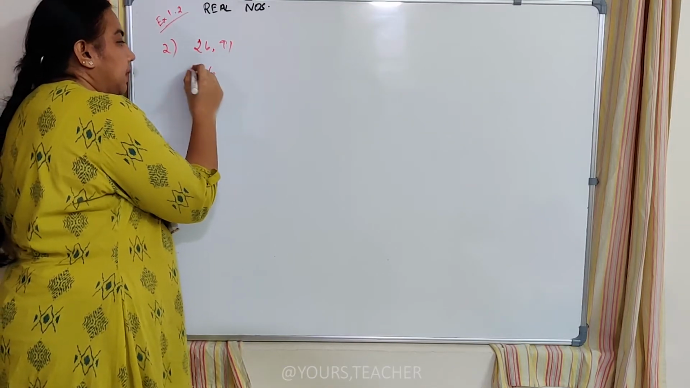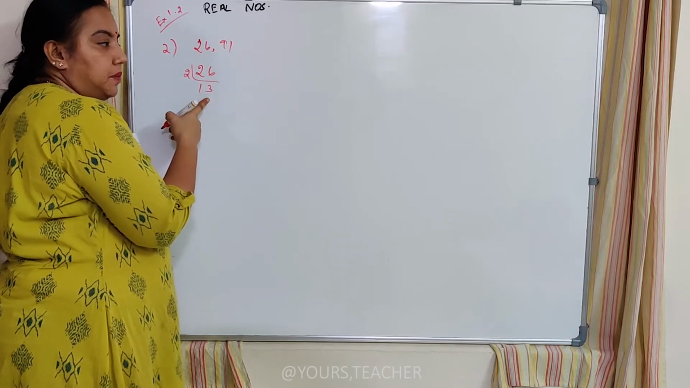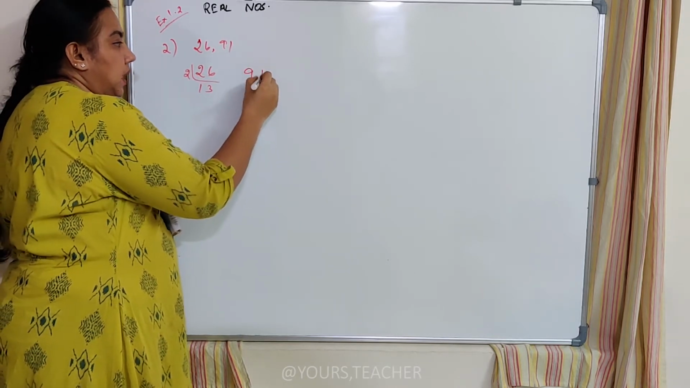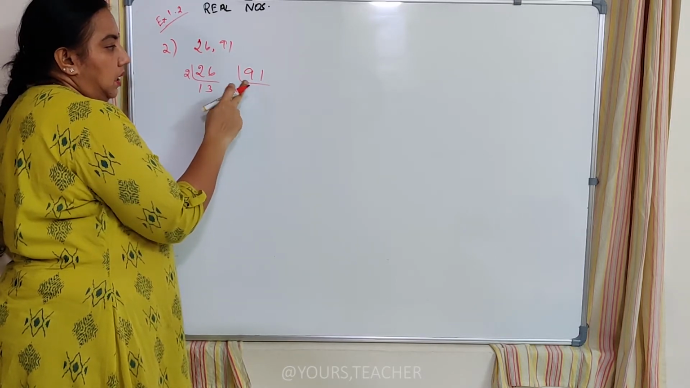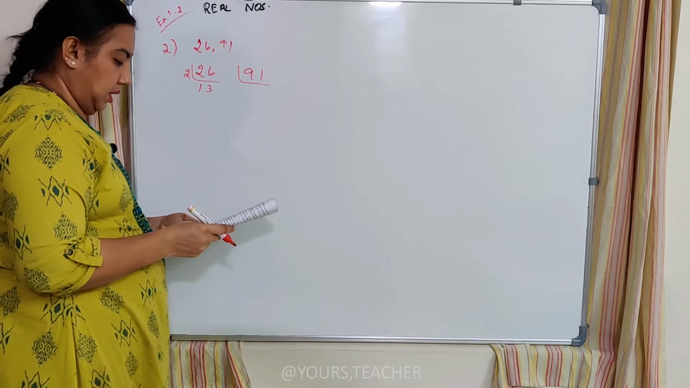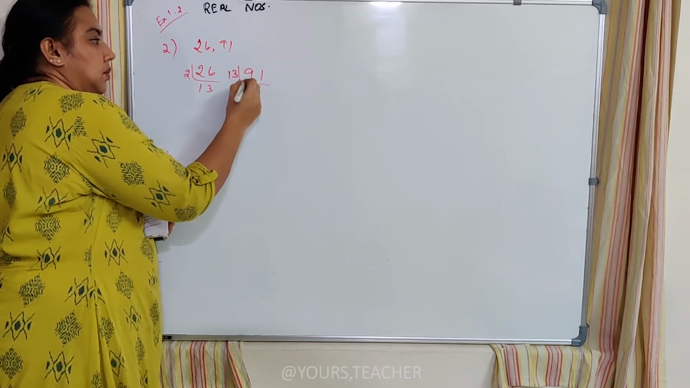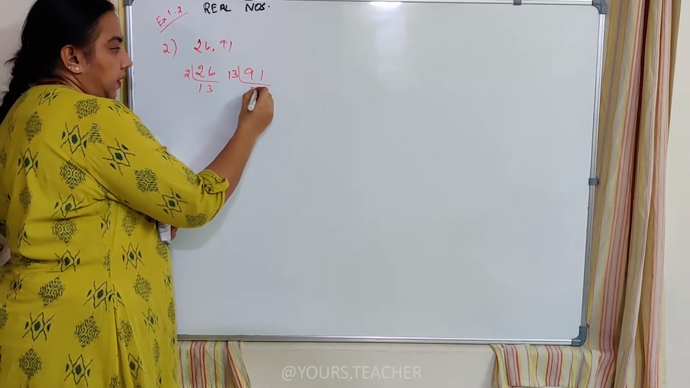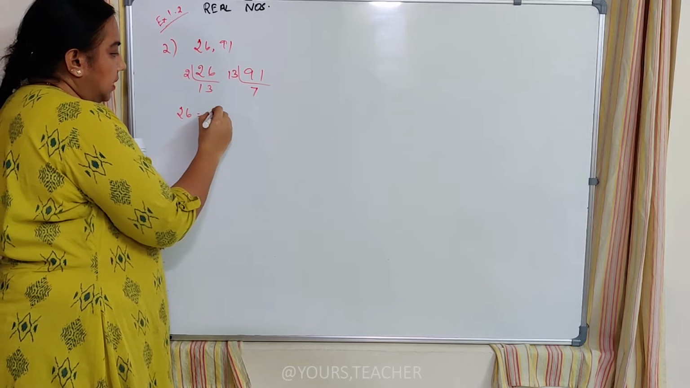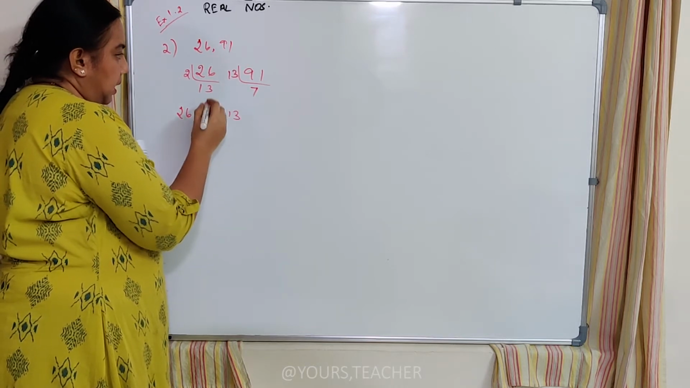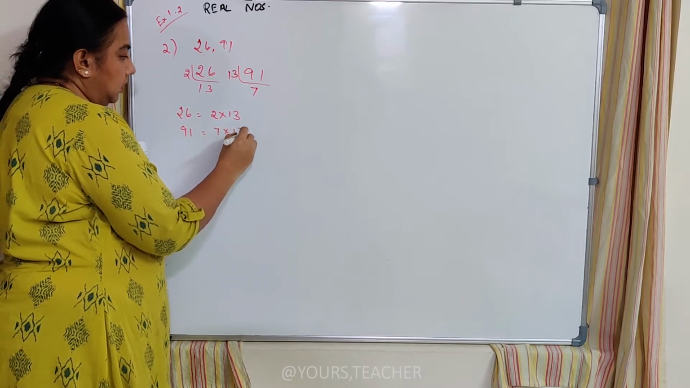So when I do factorization, 26 is 2 times 13. 13 is already a prime number, so I end it here. For 91, which table can I use? 9 plus 1 is 10, so it doesn't come with the 3 table. Can I use the 13 table? Yes, the 13 table, it comes 7 times. So 26 can be written as 2 into 13, and 91 can be written as 7 into 13.